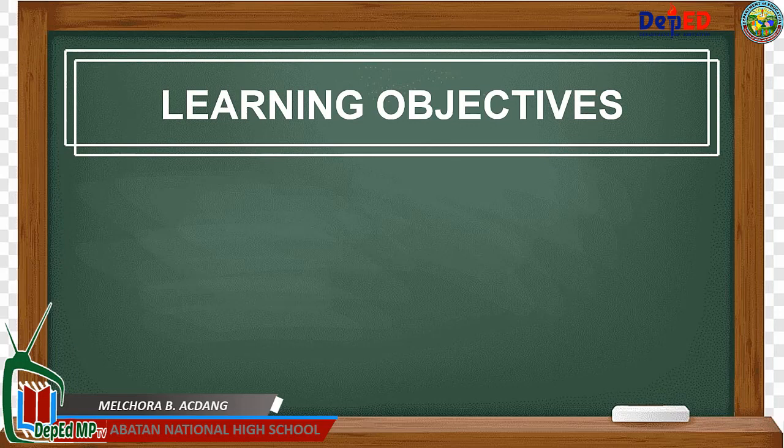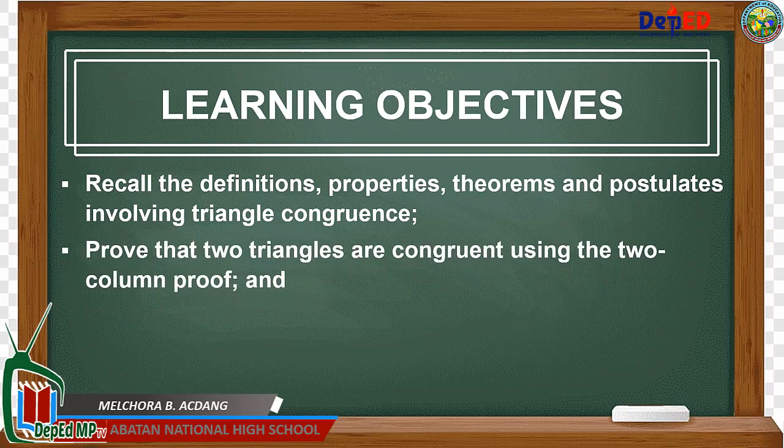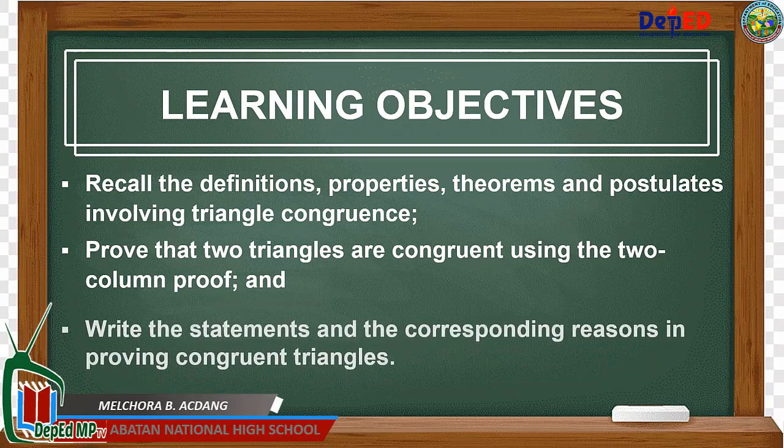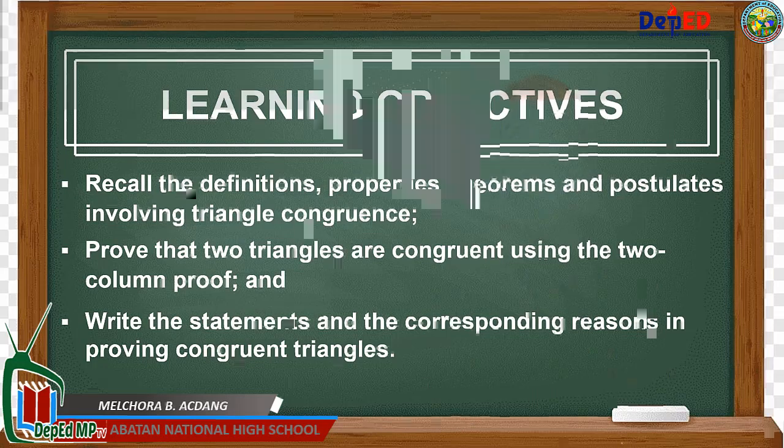The following are the learning objectives of the lesson. First is to recall the definitions, properties, theorems, and postulates involving triangle congruence. Second is to prove that two triangles are congruent using the two-column proof, and third is to write the statements and the corresponding reasons in proving congruent triangles.